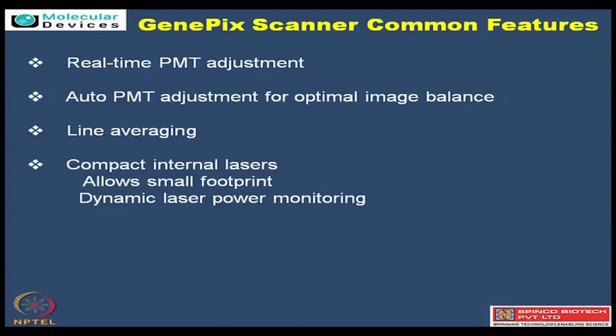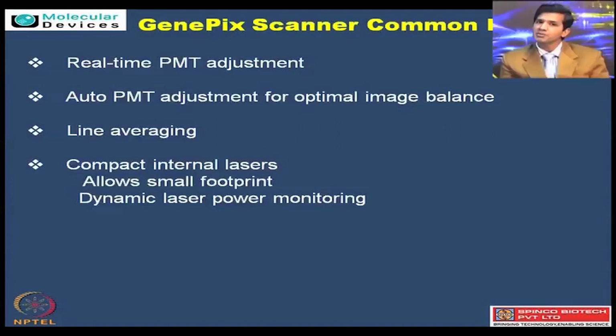So in this form, we can control the PMT live in between the scan. And then auto PMT adjustment: for those who are not real buffs at controlling them, we have given an auto PMT option. This auto PMT option allows Acuity to get the best output, but GenePix Pro allows multiple scans by itself, so the best PMT suitable for one application can be seen immediately.